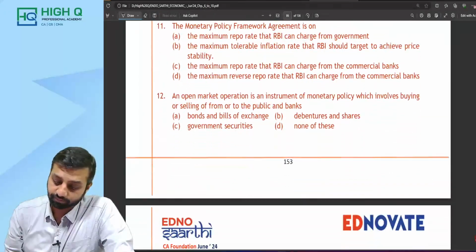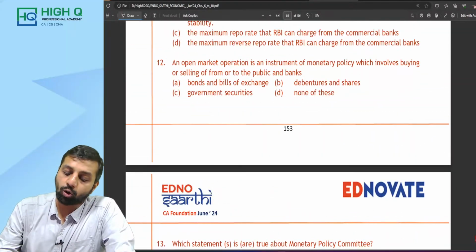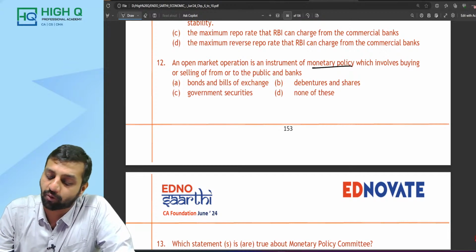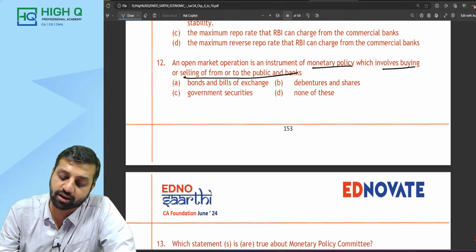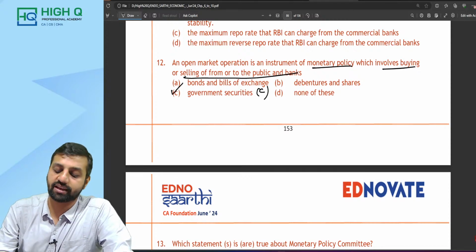Next. An open market operation is an instrument of monetary policy which involves buying and selling of dash government securities. So your answer is C.